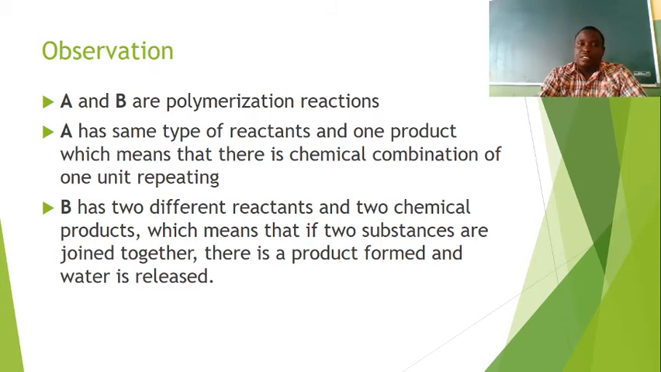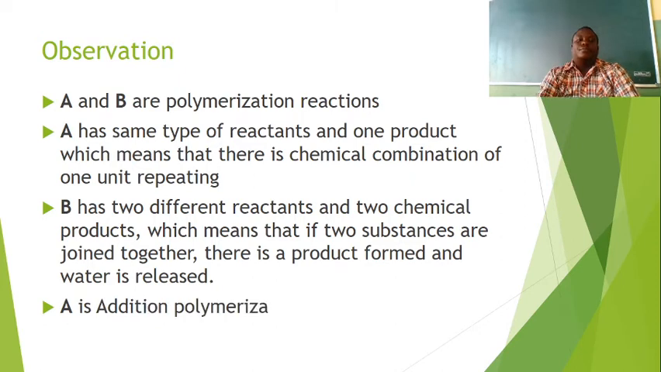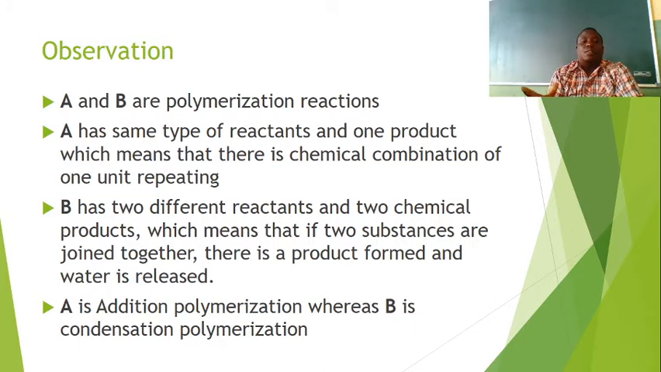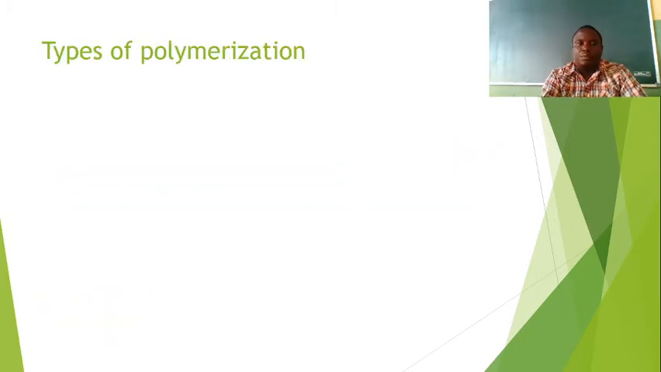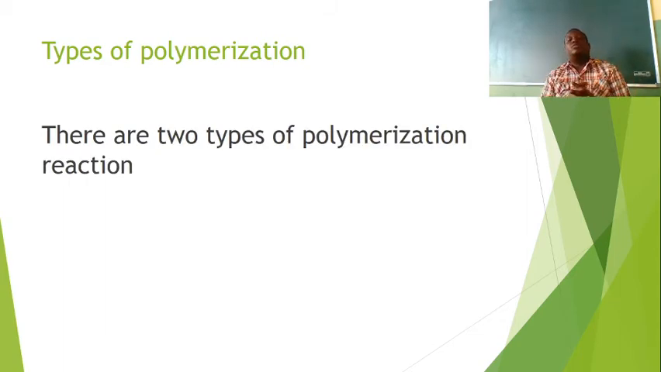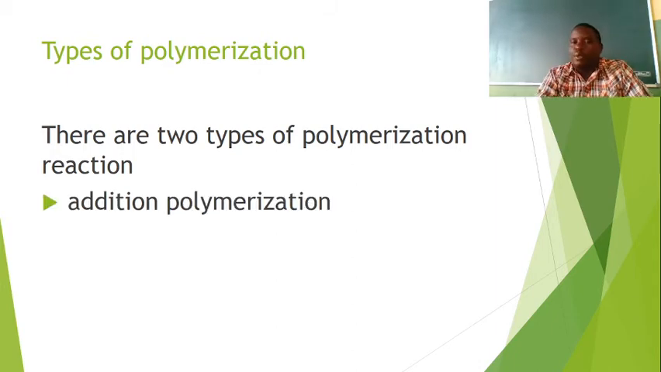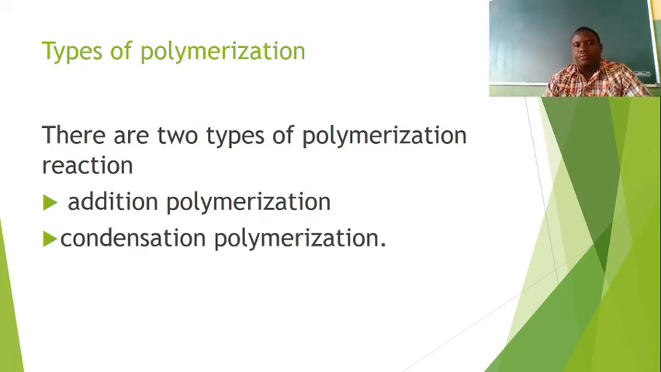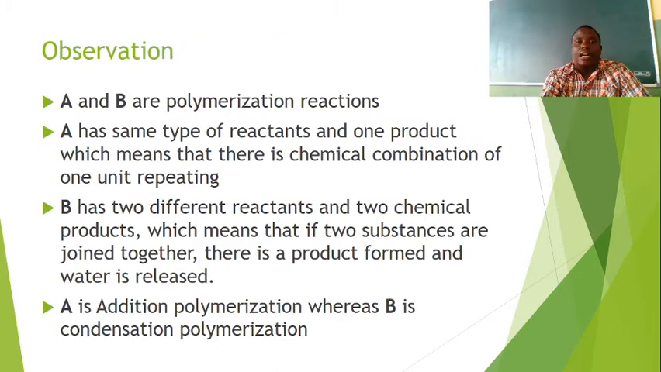All of them are polymerization reactions, but they are quite different. So let us go deeper. You will see that A is addition polymerization, whereas B is condensation polymerization. Those are types of polymerization. There are two types of polymerization reaction that we are going to discuss here: addition polymerization, and condensation polymerization, as you have seen in the previous one.